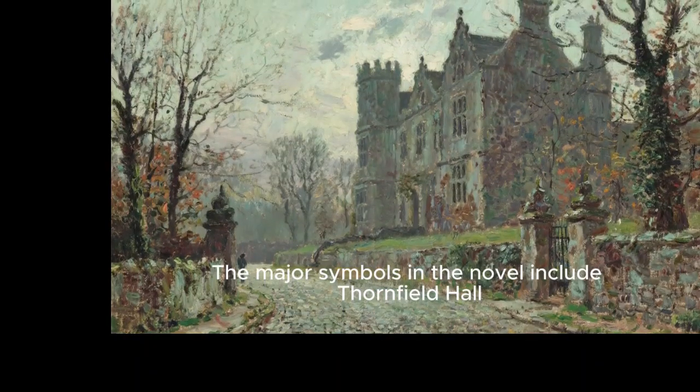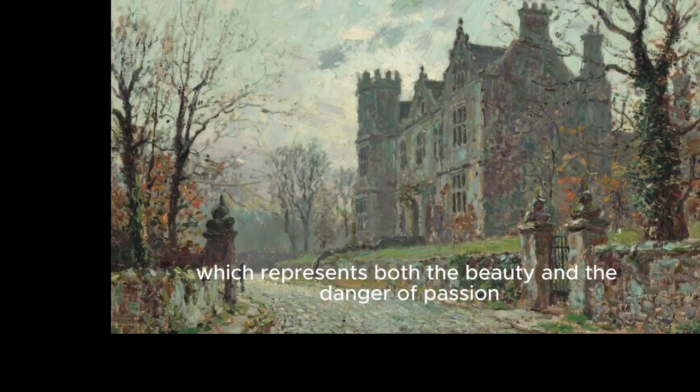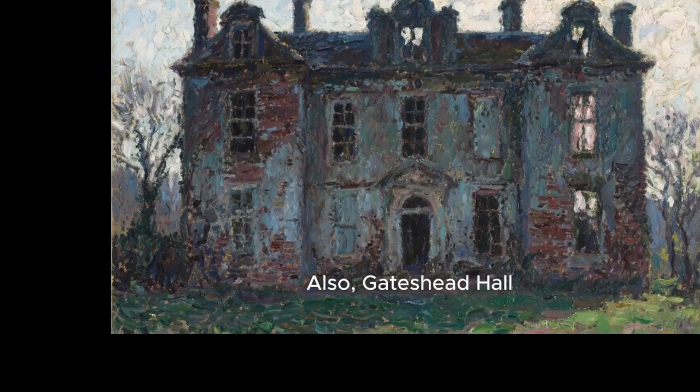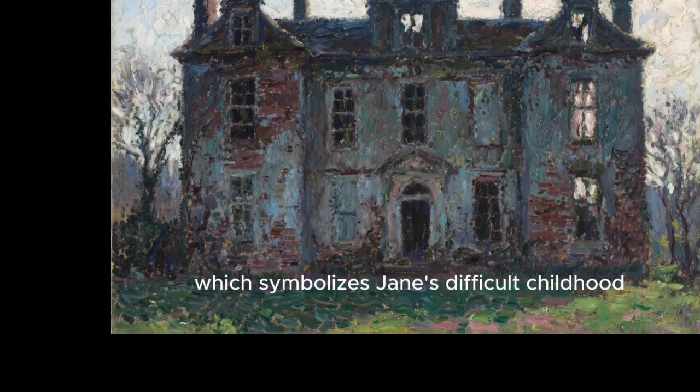The major symbols in the novel include Thornfield Hall, which represents both the beauty and the danger of passion. Also, Gateshead Hall, which symbolizes Jane's difficult childhood.